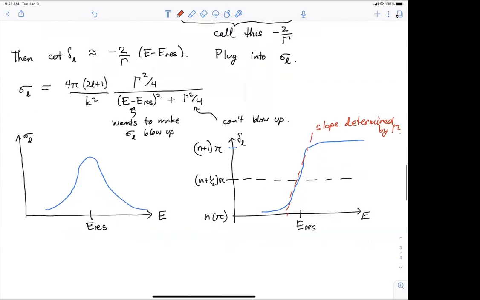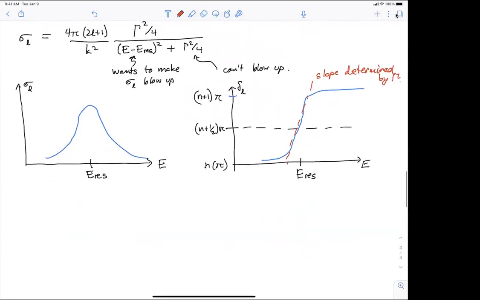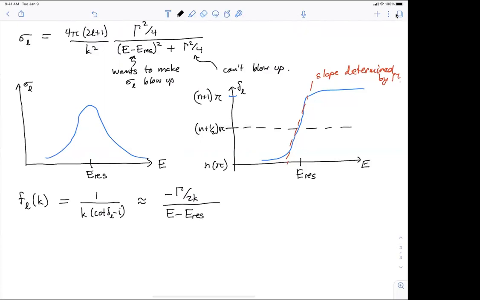Okay, so all of this is just parameterizing what can happen. Our partial wave scattering amplitude, remember, can also be written like this: 1 over k times cotangent delta L minus i. And so near the resonance, if you just plug in what we got for cotangent delta L, this is minus gamma over 2k divided by E minus the resonance energy plus i gamma over 2.